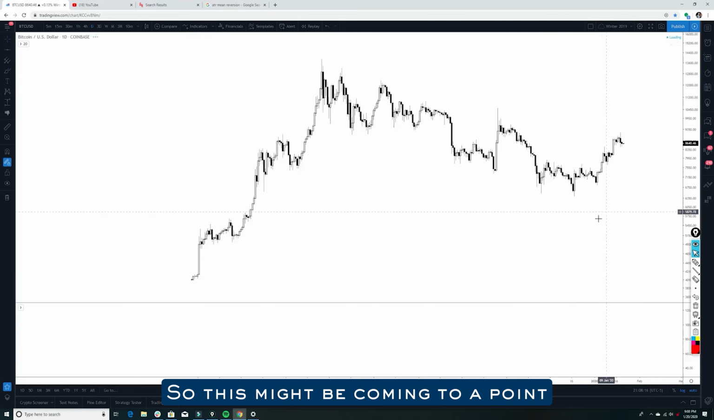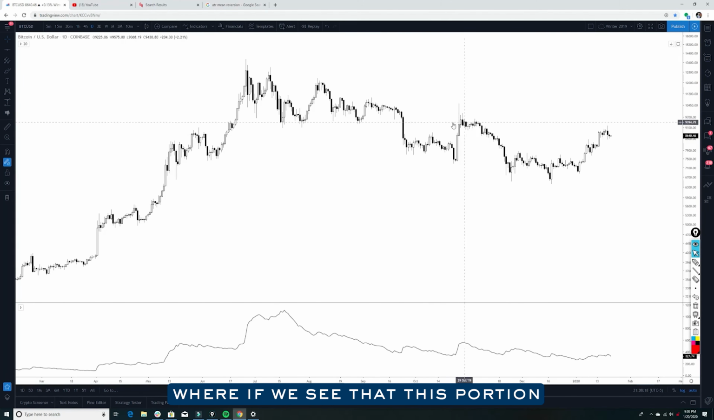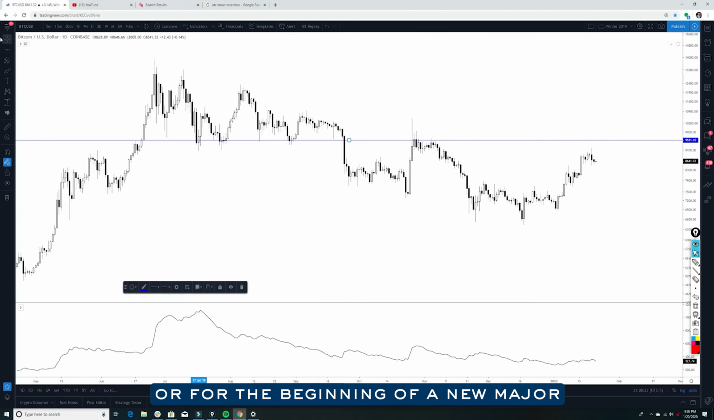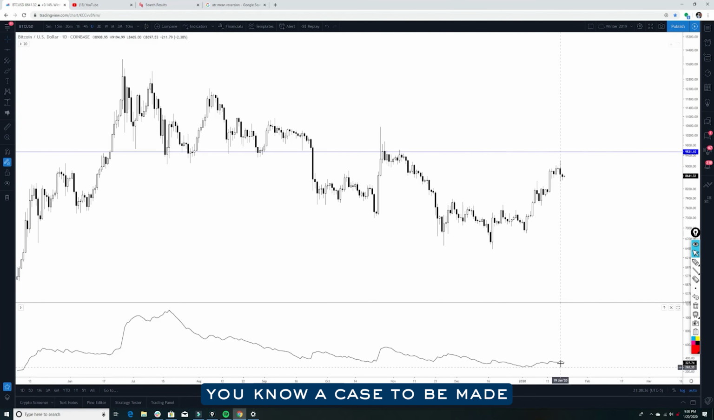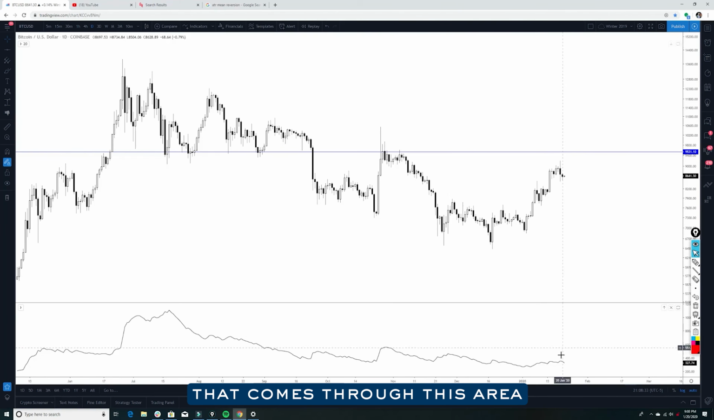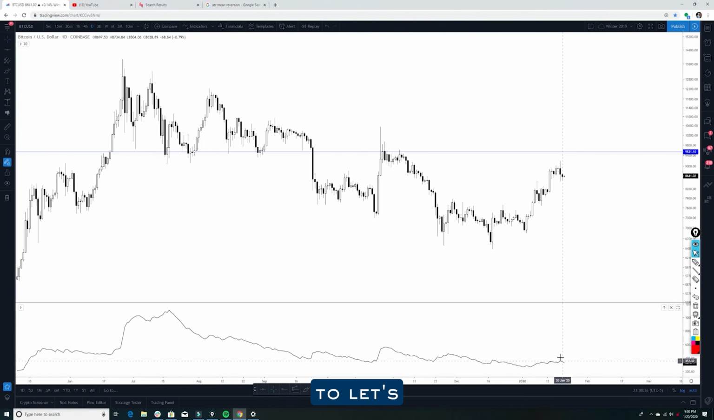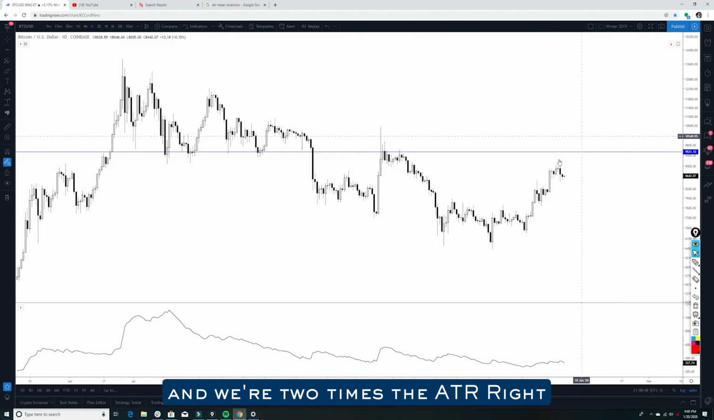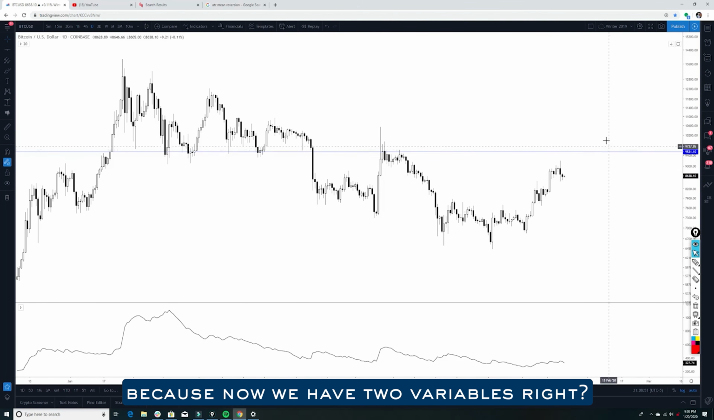This might be coming to a point where, if we see that this portion is the area to break through for the new trend change, or for the beginning of a new major bullish leg, a case might be made that, let's say right around here, the ATR is right around 300. If we see a move that comes through this area and the ATR goes from 300 to, let's say, 600 or 700, then you're talking in terms of multiples, and if we're coming through market structure, that might not necessarily be worth fading for the long run. If we come through at 2 times the ATR, it's something to think of, because now we have 2 variables.